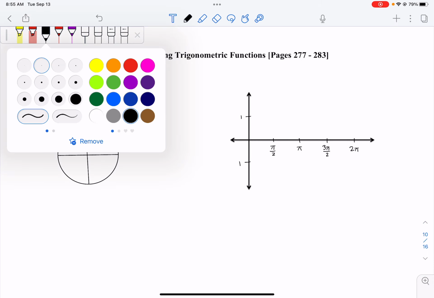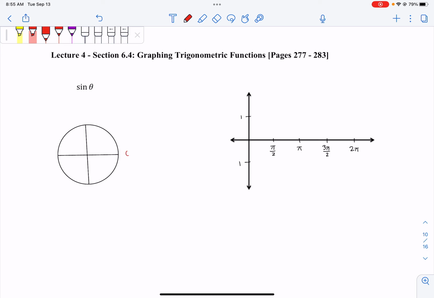So let's go ahead and draw this. We know that this is 0, 1, 0, -1 from the unit circle. So at 0 degrees, sine theta looks like this. At 90 degrees, sine theta is right here. At 180 degrees, we have this. And then 270 degrees, we have -1. And then finally, back to 360 degrees, here we go. And so the sine graph looks like this.